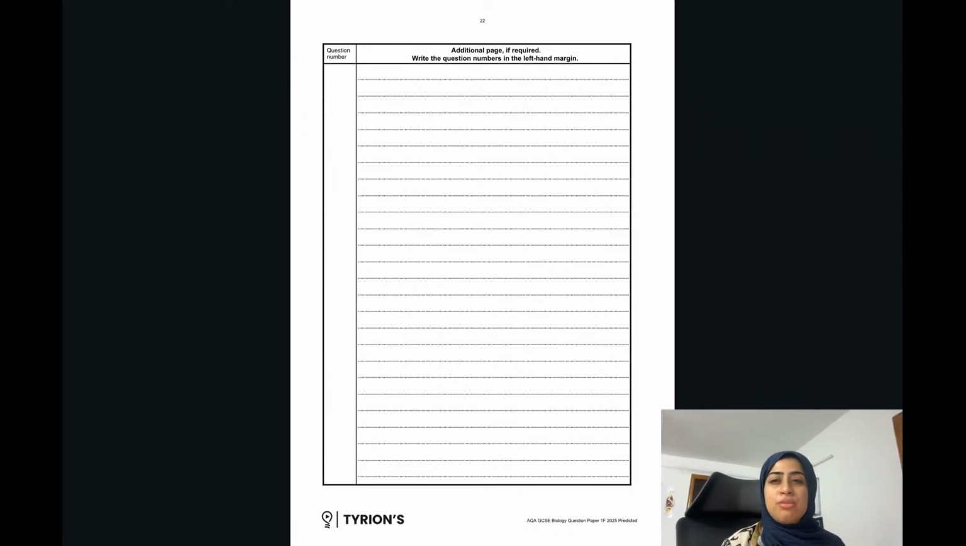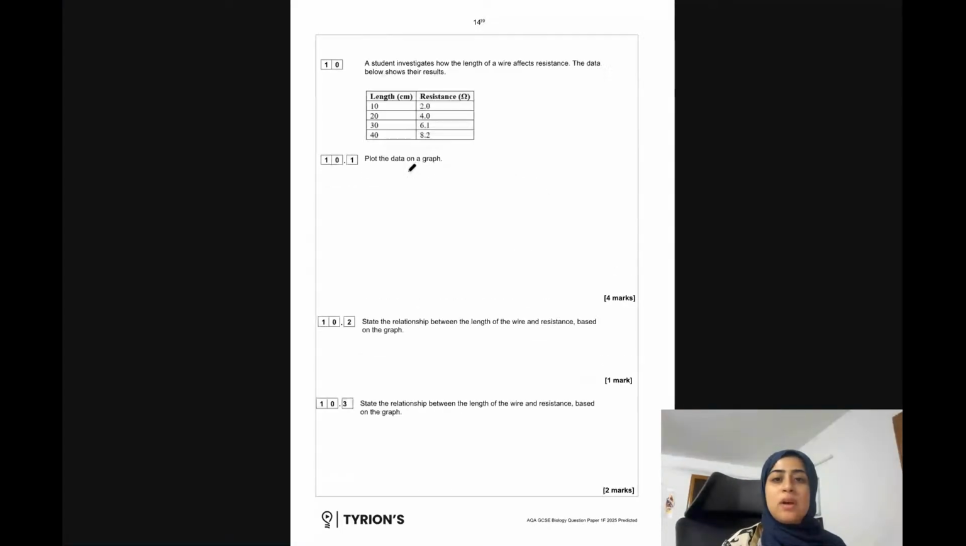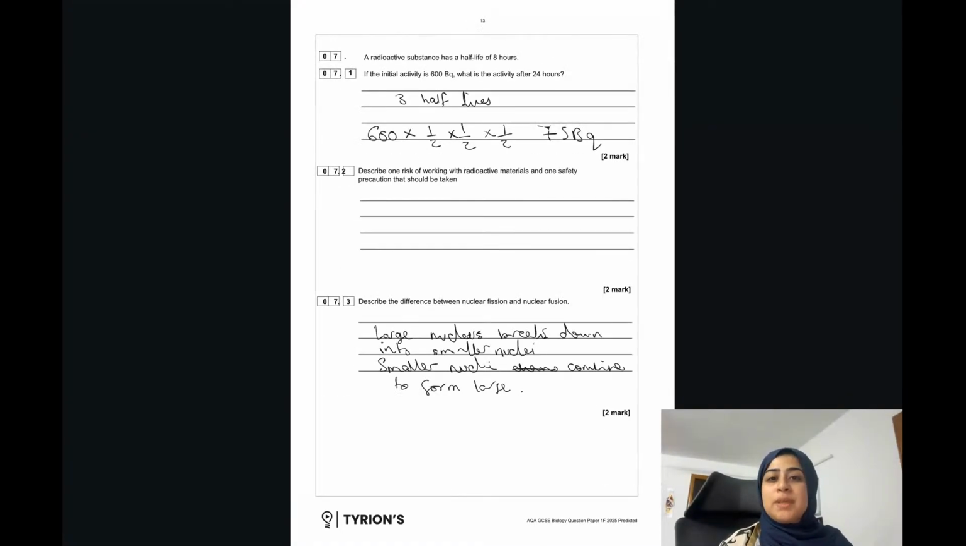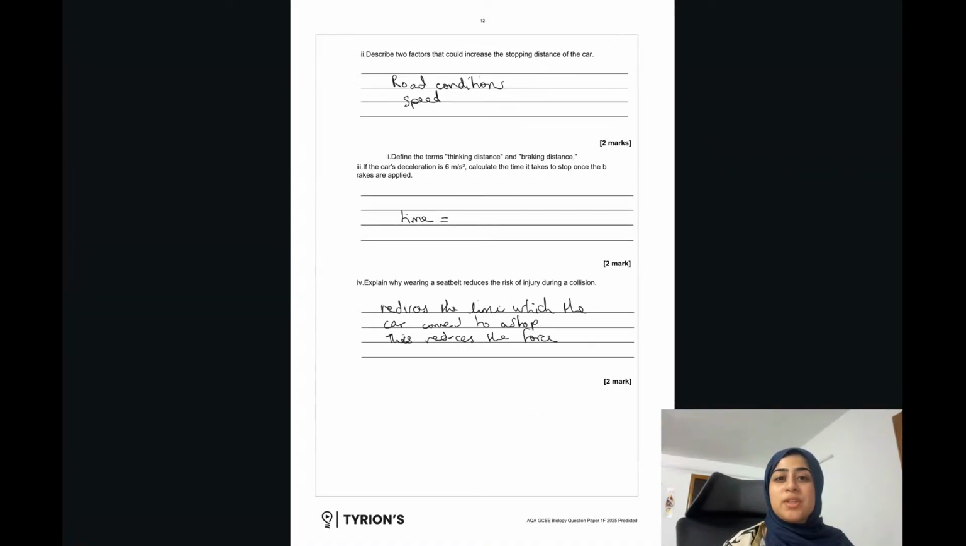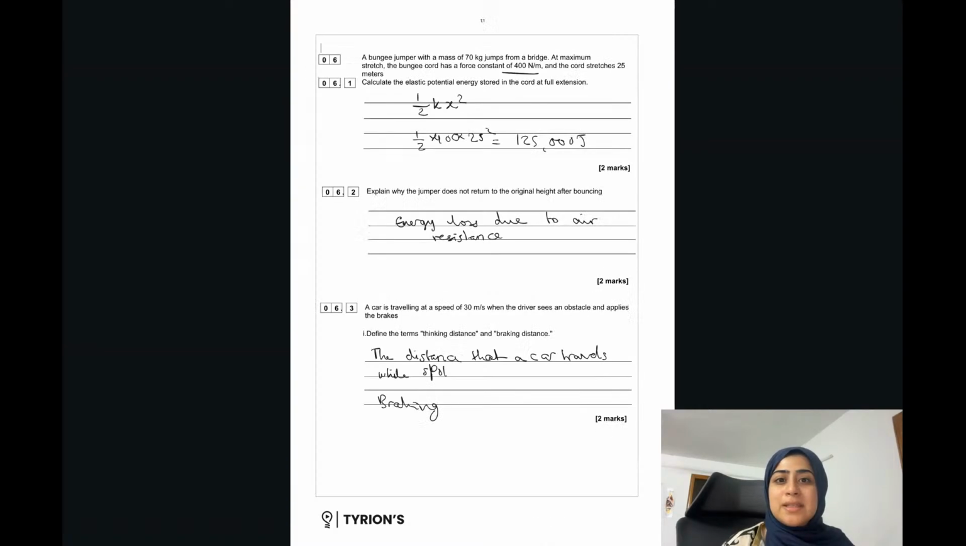But yeah, go through the paper, target the regions that you think were quite hard. I think personally this stuff can be quite difficult, so if you need to watch a video, Free Science Lessons has great videos, but I'm sure you guys know more than me for what's available out there. Radioactive substances, a good one to go through. Make sure you know all your definitions. Make sure you know what thinking distance is, what braking distance is.